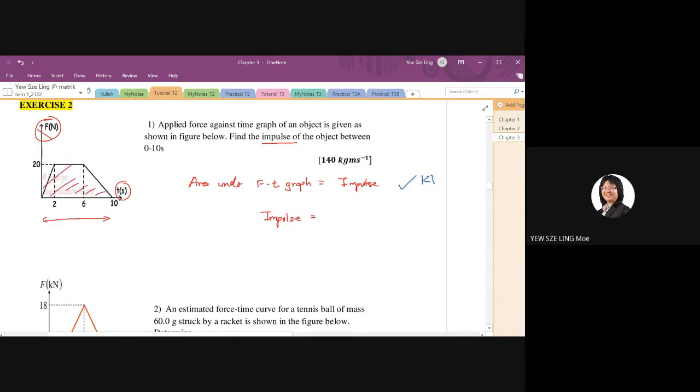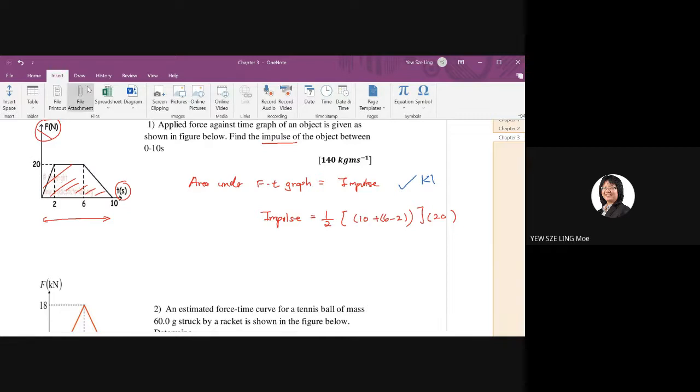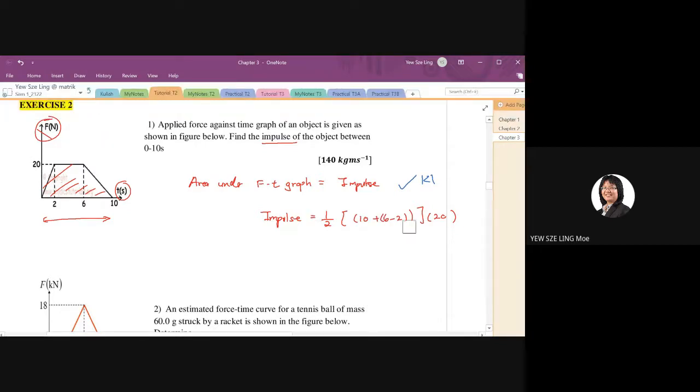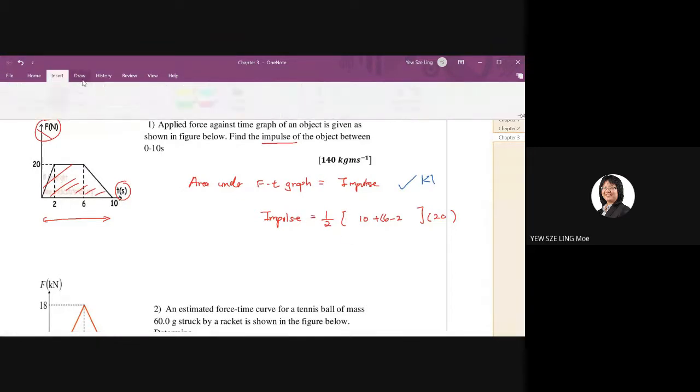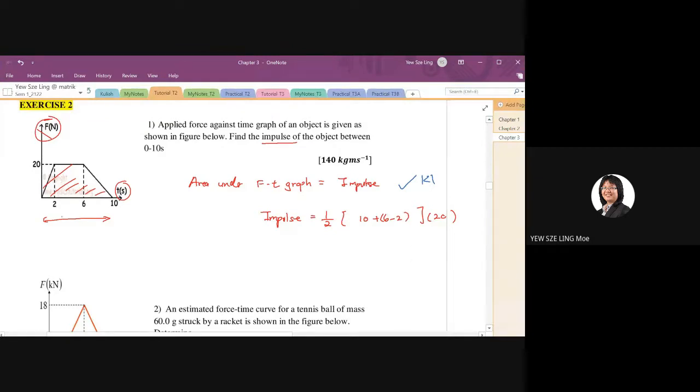So this whole thing is the shape of a trapezium. So 1/2, and then the base is 10 plus the upper line, which is 6 minus 2, and then times the height, which is 20. Wait, I put too many brackets already. I don't need this one. All right, so this is how you calculate it.